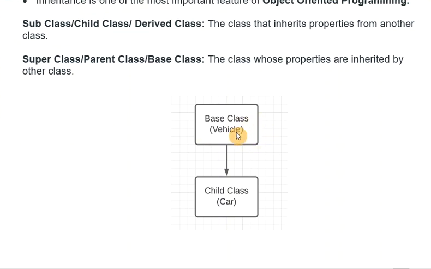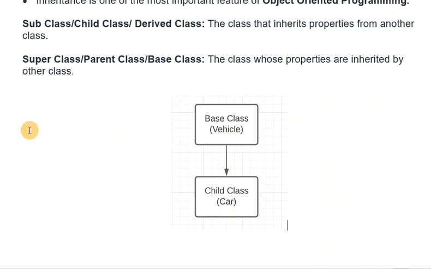So in the diagram, you can see this vehicle is nothing but the superclass, parent class, and base class. Then what about this car class? This car is nothing but the child class, or you can say subclass, child class, or derived class. So this is the inheritance diagram.